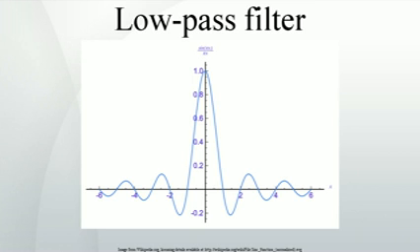Ideal and real filters. An ideal low-pass filter completely eliminates all frequencies above the cutoff frequency while passing those below unchanged. Its frequency response is a rectangular function and is a brick wall filter. The transition region present in practical filters does not exist in an ideal filter.